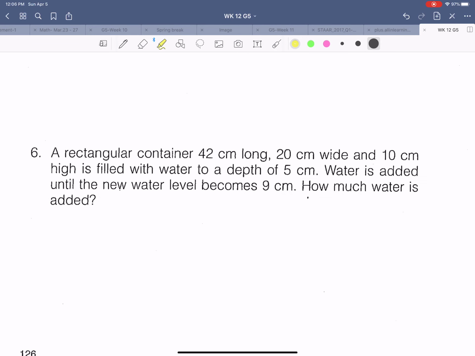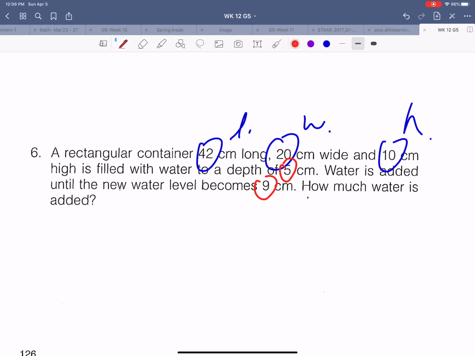A regular container has 42 length, width, and height. Okay, we got all the information: length, width, and height. Right now the water is at a depth of 5. Okay, the water right now is 5. Water is added and the new water level becomes 9. How much water is added?